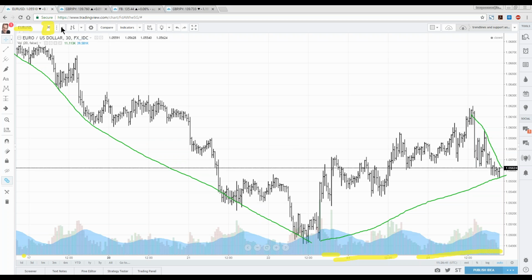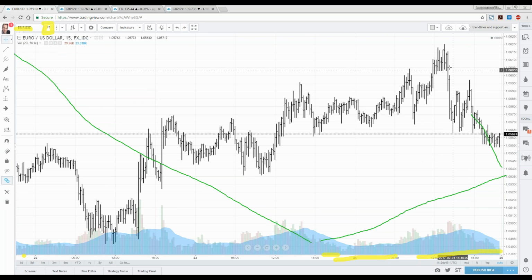By changing this to a 15-minute chart, we might now get some more detail on this downtrend. The prices don't change. This is what too many people get mixed up. When you change time frames, the prices don't change at all.